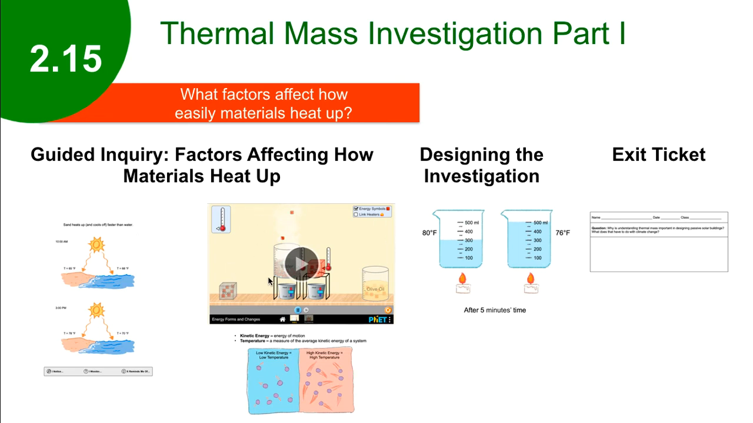Students then use an online simulation to investigate how different substances heat up differently, and then they explain those differences using a model of moving molecules. Some materials heat up faster because they have less thermal mass to heat. Students then design their own investigation to test a single material to see how much thermal mass it has and if it would be a good one to use for a passive solar home. The exit ticket checks to see if students can explain how thermal mass helps passive solar homes save energy.